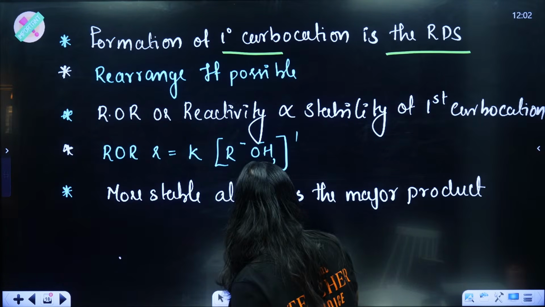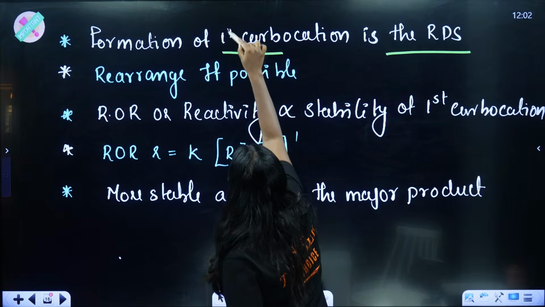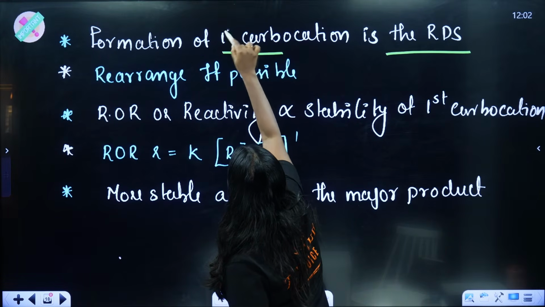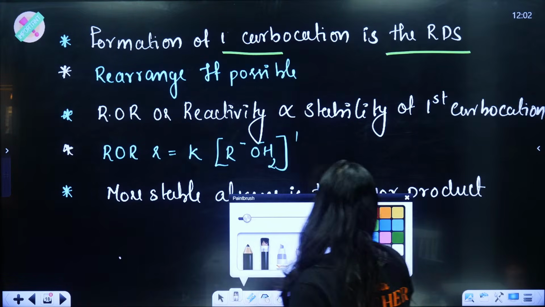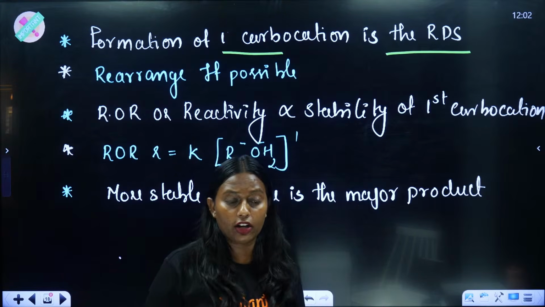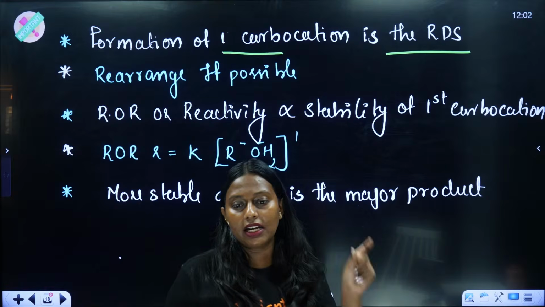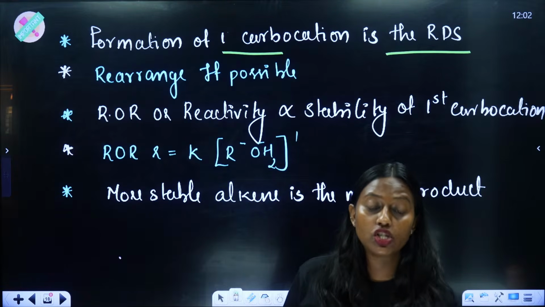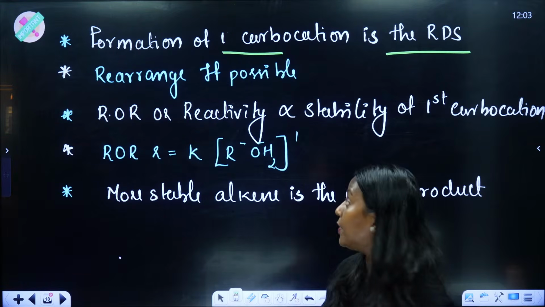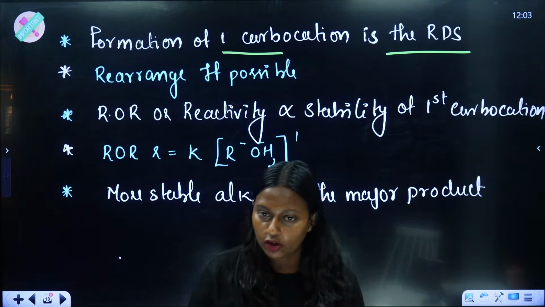I am changing this, it was wrong. It's not primary carbocation, it's the first carbocation, before rearrangement. So formation of the first carbocation is the rate determining step. Which step is the rate determining step? The first step, cation formation, before rearrangement.